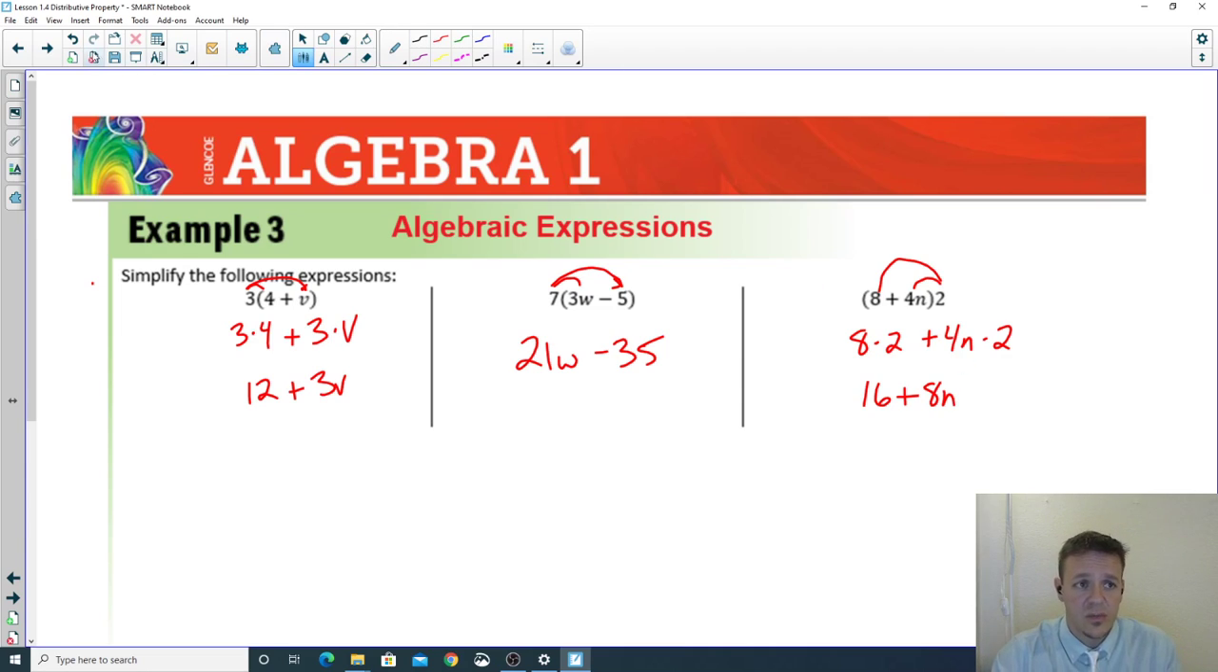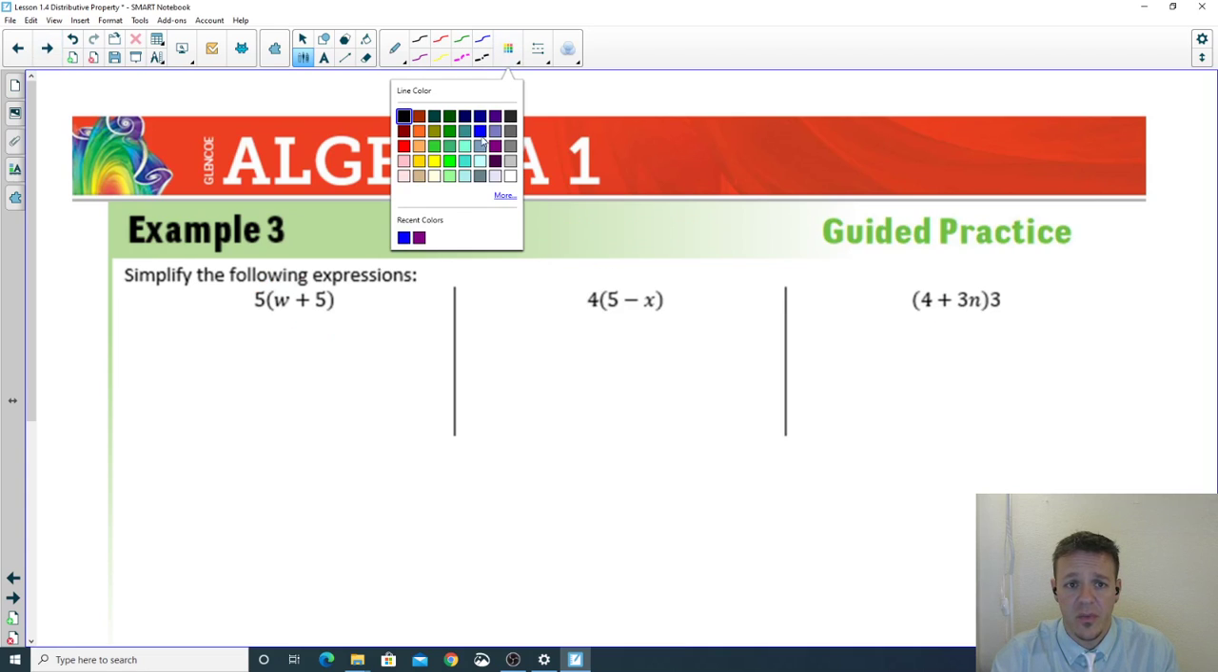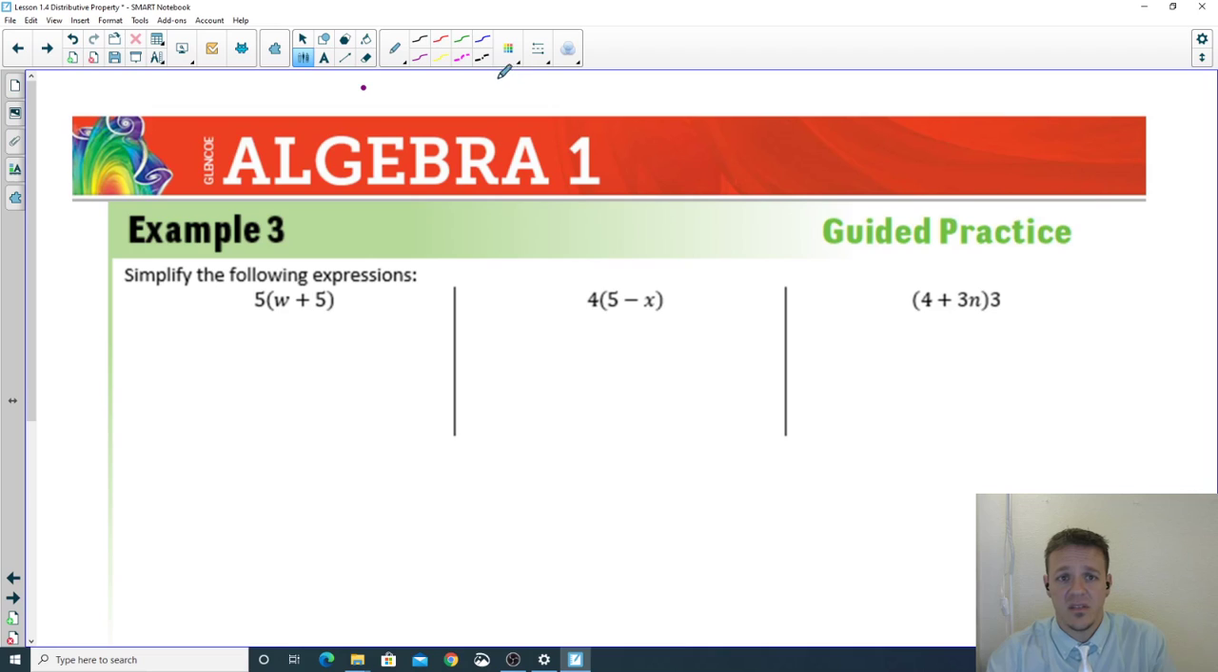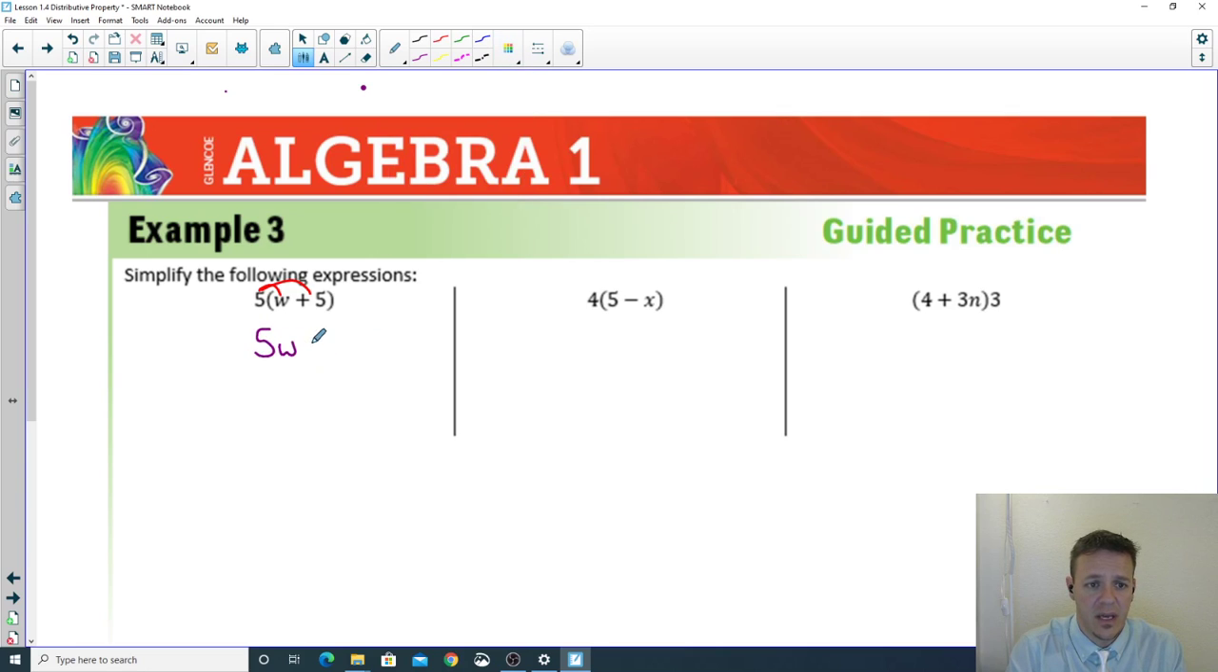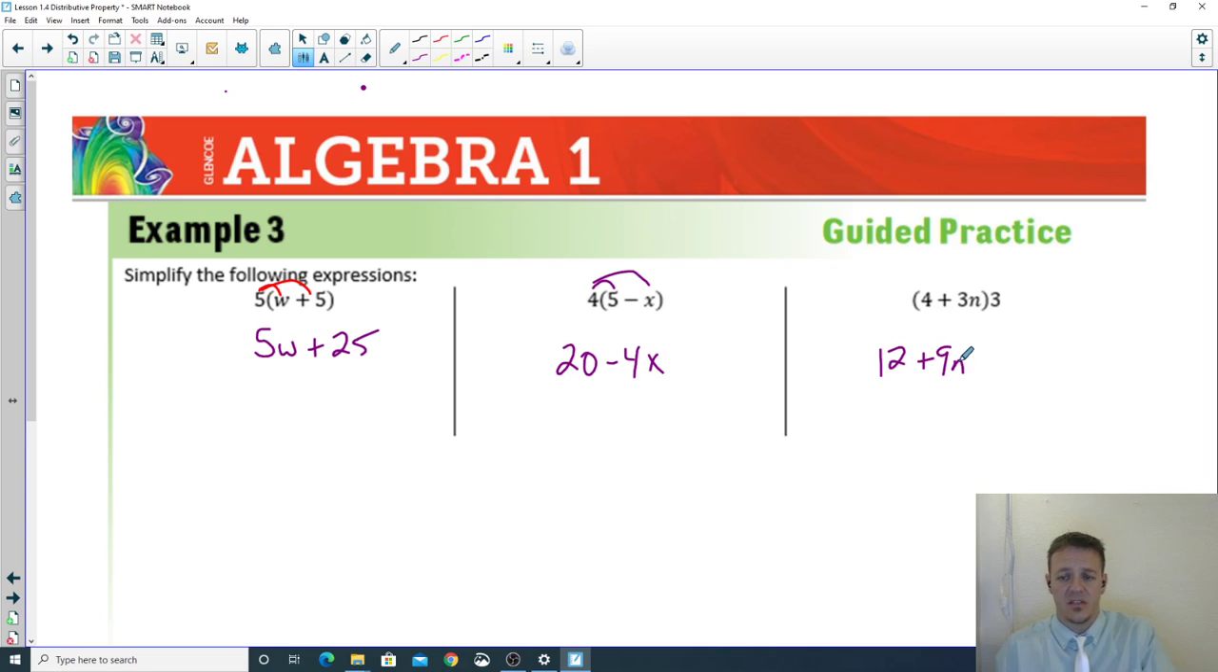All right, so what I want you guys to do is use the distributive property on these examples, and then pause the video and go from there. All right, hopefully you paused it. Remember, you're distributing the 5 in. So you get 5w plus 25. This one here, you distribute the 4 in, you get 20 minus 4x. And then the last one would be 12 plus 9n, distributing the 3 from the outside in. Simple enough, right? It's a basic concept, guys.